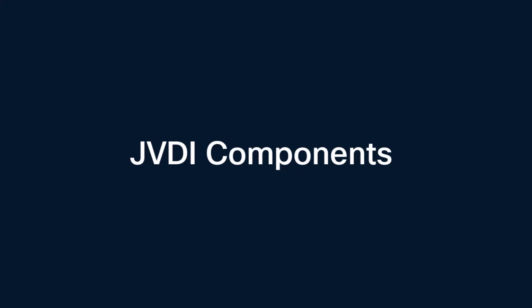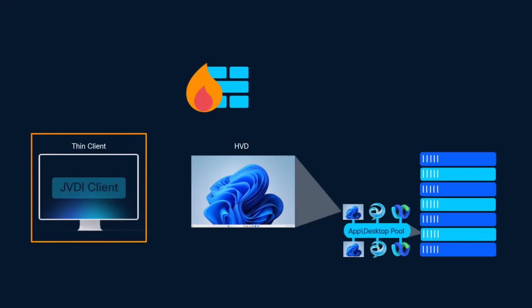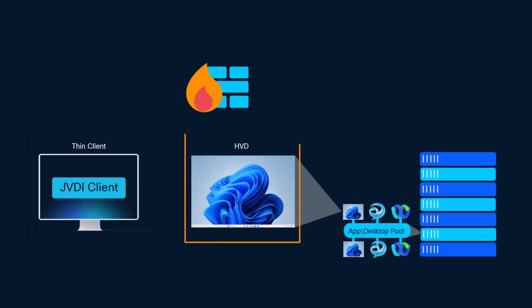Now that I've explained why we use JVDI, we will move on to the components used by JVDI. As with previous lessons, we will start on the thin client. This is where the JVDI client software is installed. Next, we move to the HVD, where both Cisco Jabber and the JVDI agent are installed.